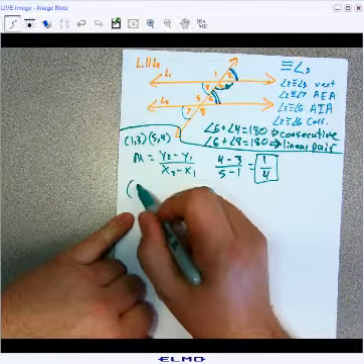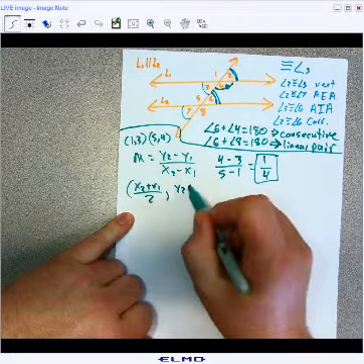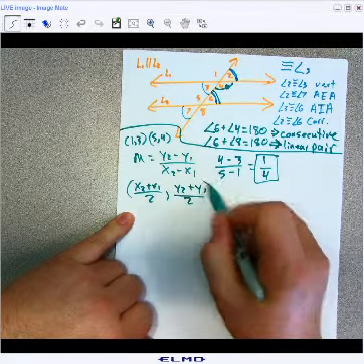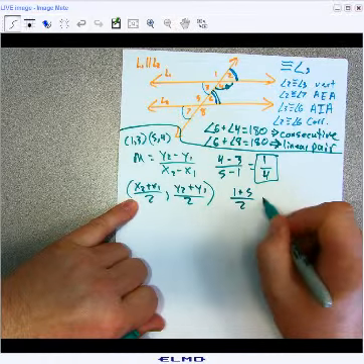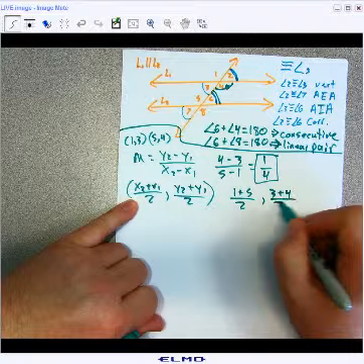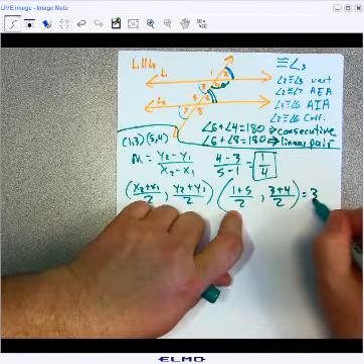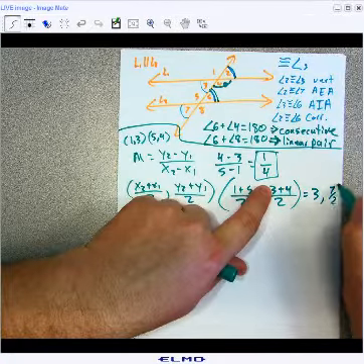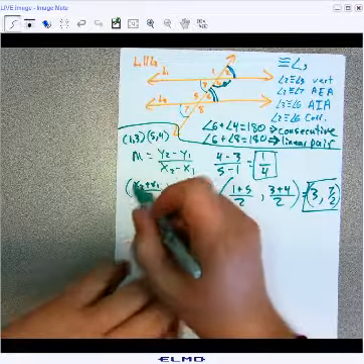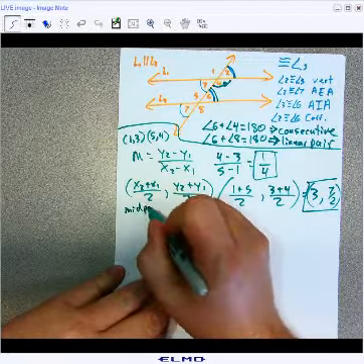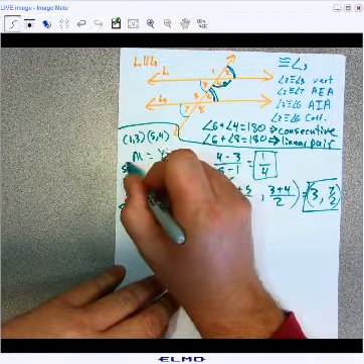I also could be using a midpoint, so x2 plus x1 all over 2, comma y2 plus y1 all over 2. And so in this case, I'm going to say 1 plus 5 all over 2, comma 3 plus 4 all over 2. And I come up with 6 over 2, which is 3, and 7 over 2 for the y value. So that's your midpoint formula. And this was your slope formula.